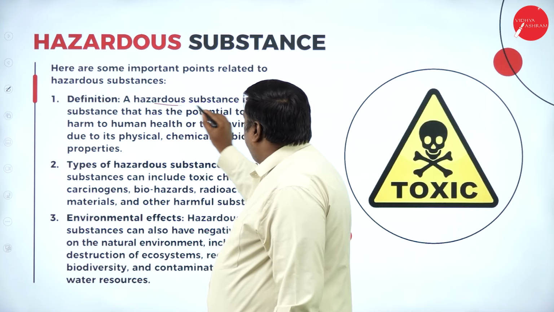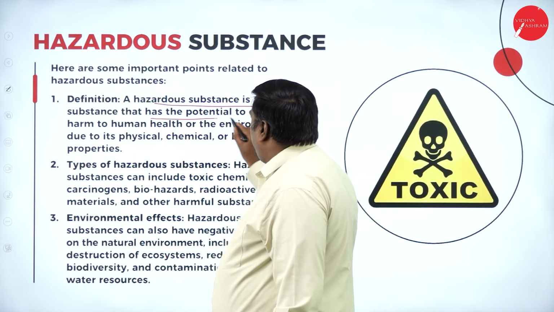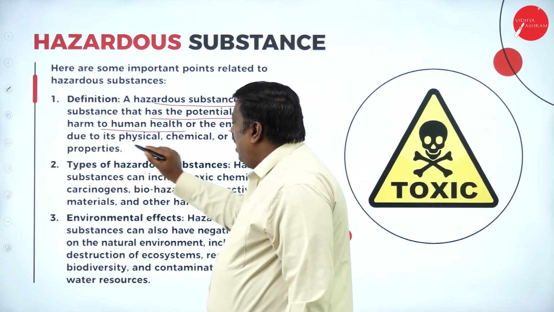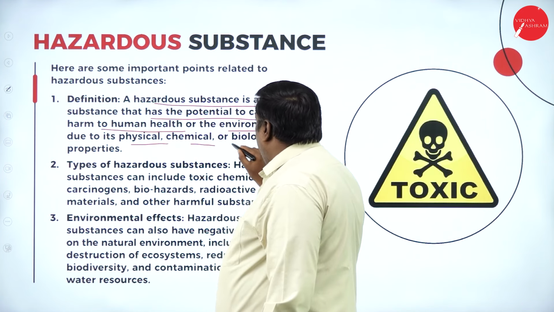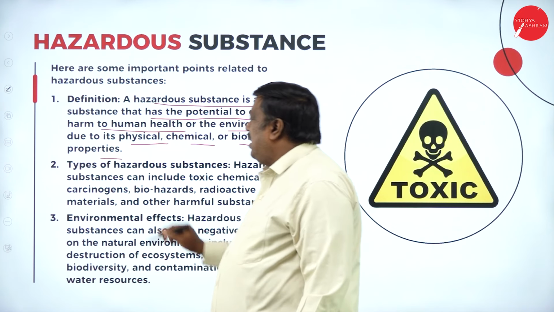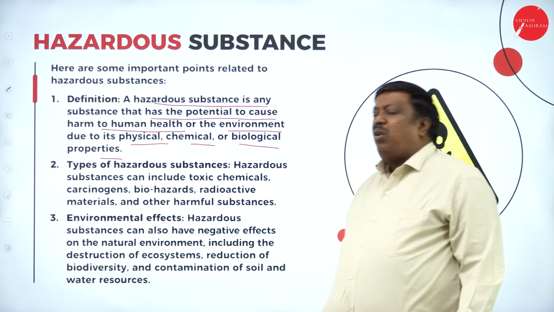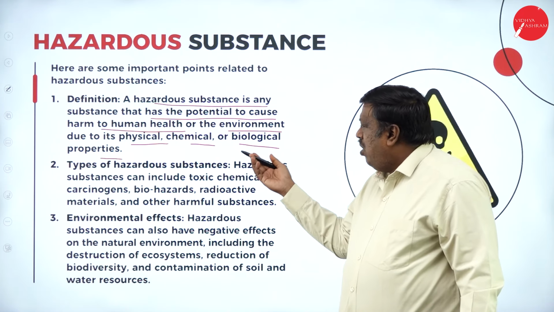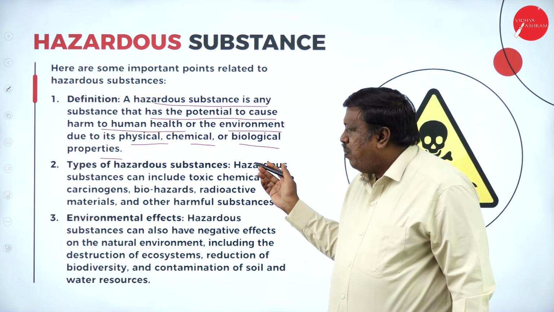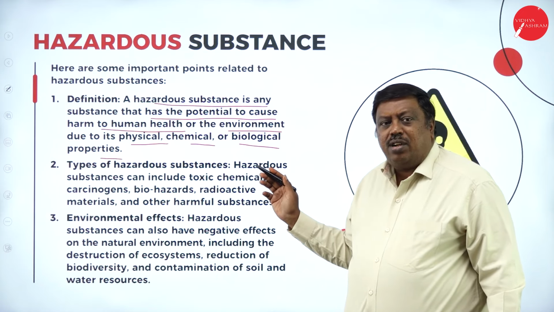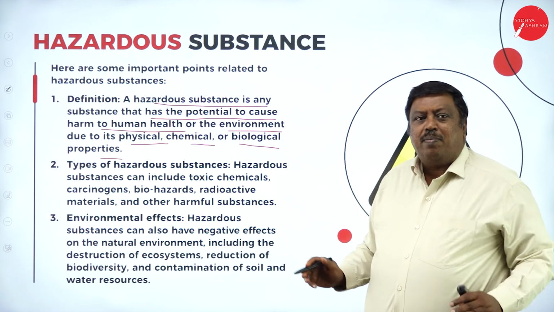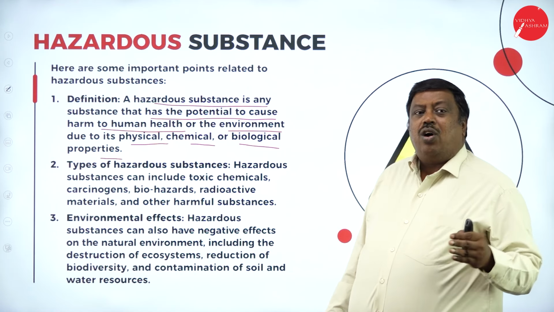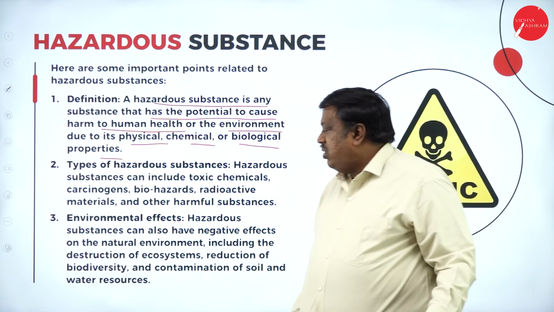Next, hazardous substance. What is a hazardous substance? It is any substance that has the potential to cause harm to human health or the environment due to its physical, chemical, or biological properties. They are saying that it may create lots of issues through physical, chemical or biological properties, and it is going to create lots of issues for the public, the people who are residing near the industries or who are working in the industry.